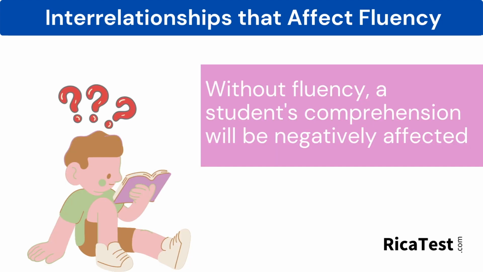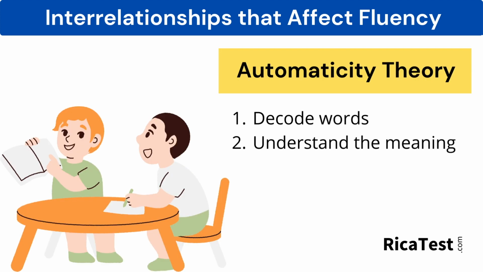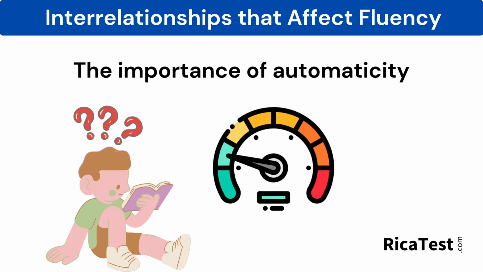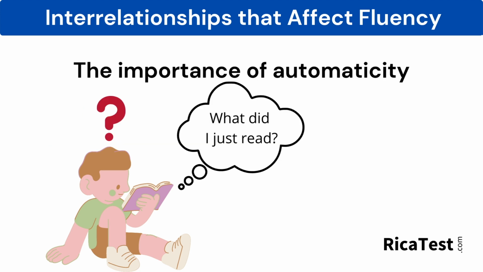Without fluency, a student's comprehension will be negatively affected. This relationship is explained by the automaticity theory, which states that a reader who has achieved automaticity can decode the words being read as well as understand the meaning of the words that were just read. However, students who struggle to decode words read slowly, and this leads to issues with focus and getting distracted. And this leads to losing track of the text and negatively affecting reading comprehension.